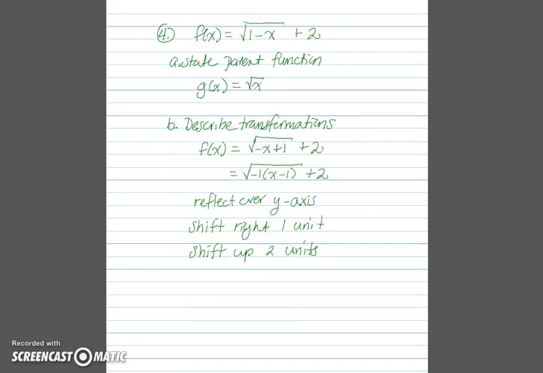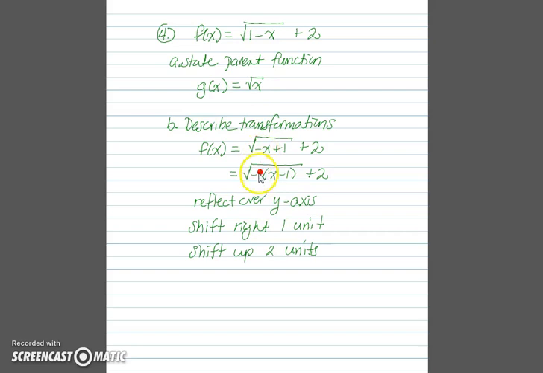Okay, so just running out of a little time here, so here's our last example. You can certainly pause this and read through it. But again, we're doing the same thing. We have f of x, and we want to state the parent function. We see the square root, so we know our parent is a square root function.